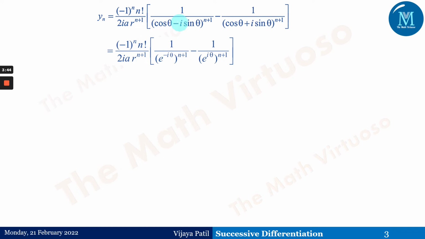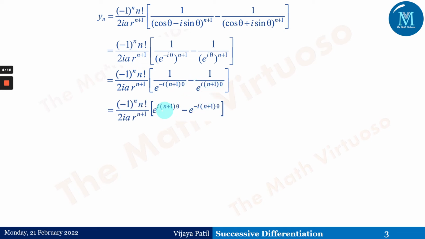It is up to you whether you want to convert this into exponential form or go ahead with the same thing. If we convert cos theta minus i sin theta into exponential form, it gives e to the power minus i theta, to the power n plus 1, and cos theta plus i sin theta is e to the power i theta, to the power n plus 1. That is e to the power minus i (n plus 1) theta, just an adjustment, and then we can take it in the numerator.